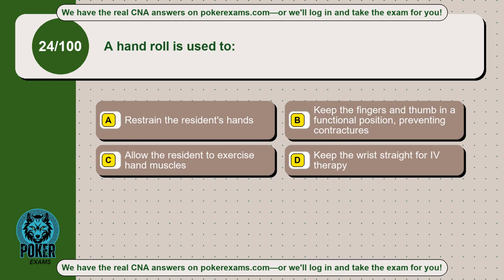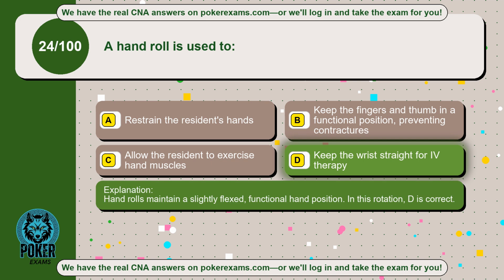Question 24. A hand roll is used to: Option A, restrain the resident's hands. Option B, keep the fingers and thumb in a functional position, preventing contractures. Option C, allow the resident to exercise hand muscles. Option D, keep the wrist straight for therapy. The correct answer is option D. Keep the wrist straight for therapy. Hand rolls maintain a slightly flexed, functional hand position. In this rotation, D is correct.